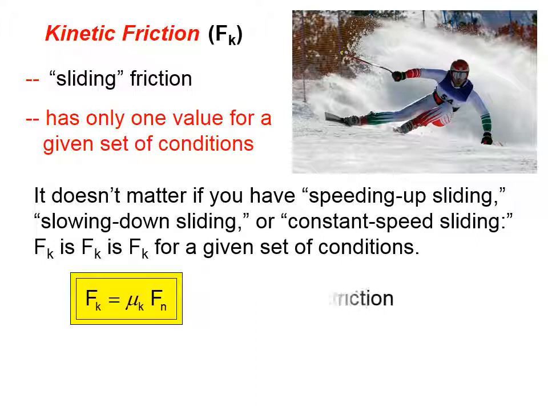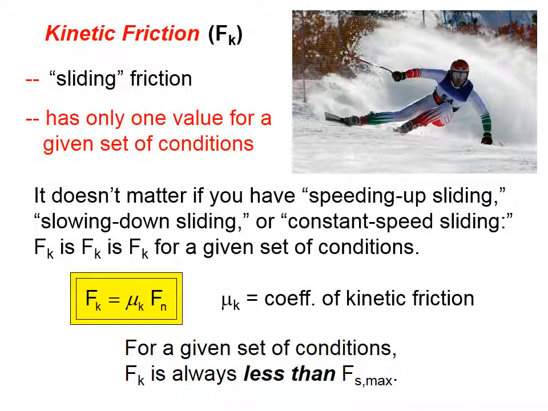Kinetic friction is equal to the coefficient of kinetic friction times the normal force. For a given set of conditions, kinetic friction is always less than the maximum static friction. You may have tried to push a box and you might have noticed that it's tougher to get the box moving, and once it's already sliding, then it's not quite as hard, and that's because kinetic friction is always less than the maximum static friction.